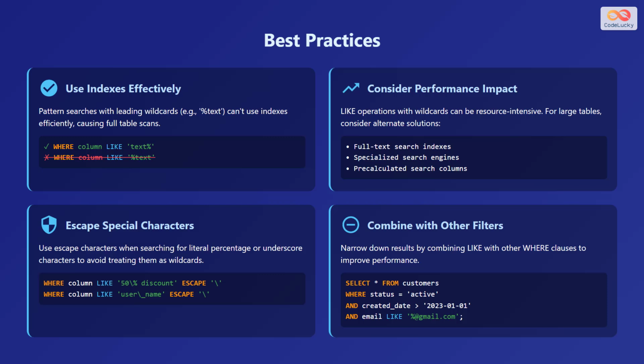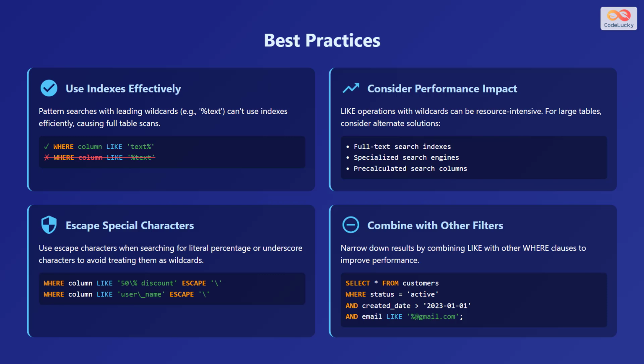Let's review some best practices for using the LIKE operator. Pattern searches with leading wildcards such as '%text' can't use indexes efficiently, causing full table scans. Therefore, instead of where column like '%text', use where column like 'text%'. LIKE operations with wildcards can be resource intensive. For large tables, consider alternate solutions such as full text search indexes, specialized search engines, or precalculated search columns.